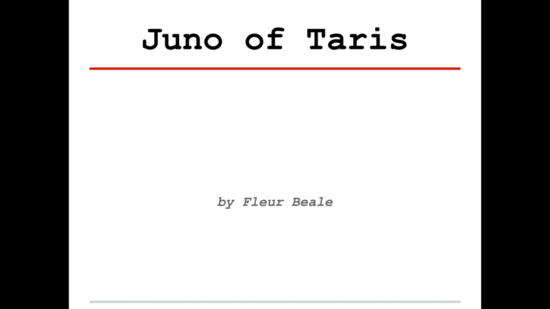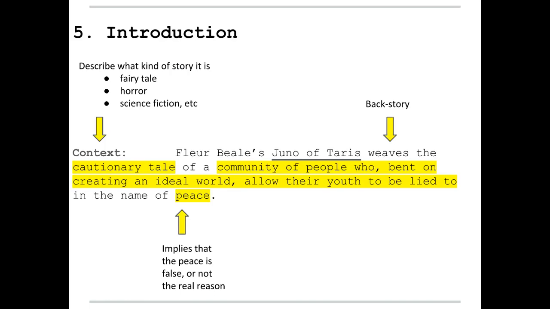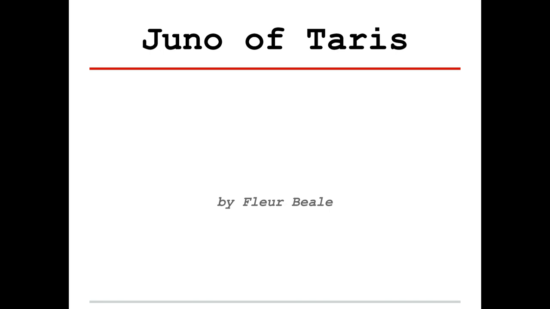Don't look at mine. Maybe rewatch the video if you found any of it confusing, or rewatch parts of it, but don't have it on the screen while you write your own one. Write your own independently so that you don't get distracted by what I've written. If you're feeling really, really anxious about that, then what I recommend you do is copy my structure. Start off by saying Fleur Beale's Juno of Taris, and then instead of saying the word weaves, you might start off by saying like tells the story of, and then describe what is the story of Juno of Taris. But don't have my words in front of you, because that's when it gets really hard for you to be original and for you to find your own voice in your writing.